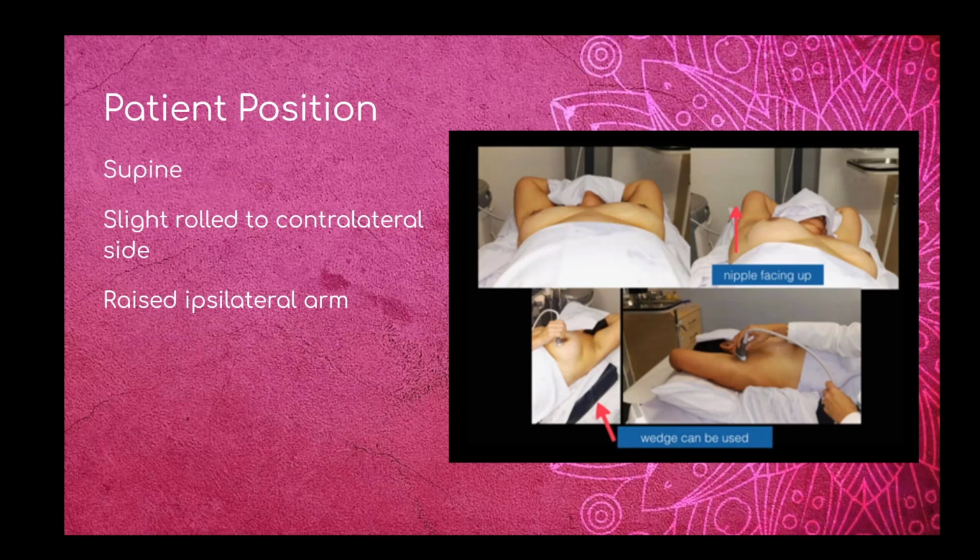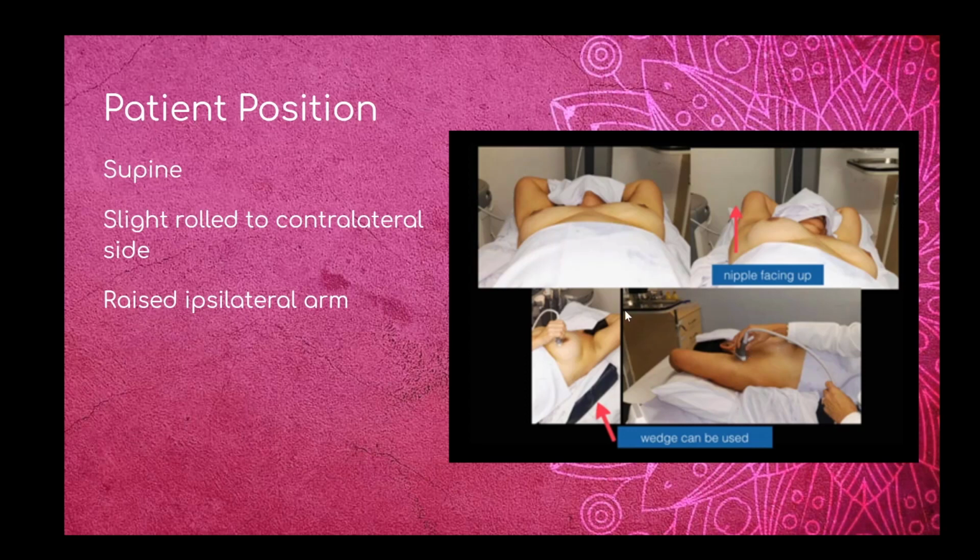When you have the patient positioned on the table, you're going to start with them supine, laying on their back, and you will want them to then lift the same arm that you are scanning on, so the ipsilateral arm. So if you're scanning the right breast, raise the right arm. And then the next thing that you want to do is slightly roll them onto their contralateral side.